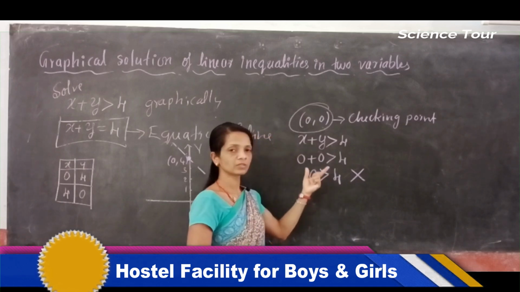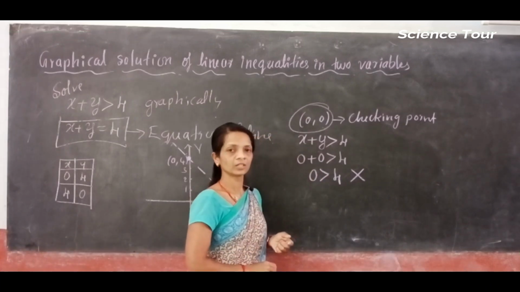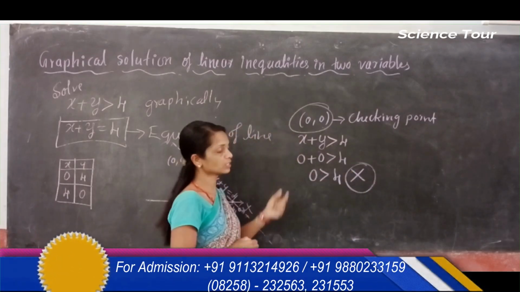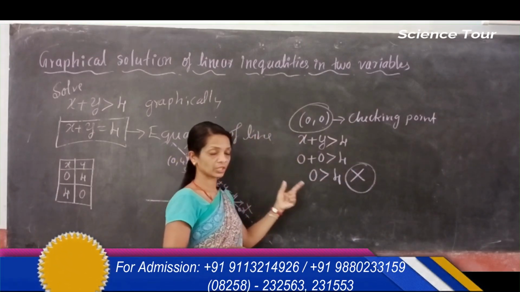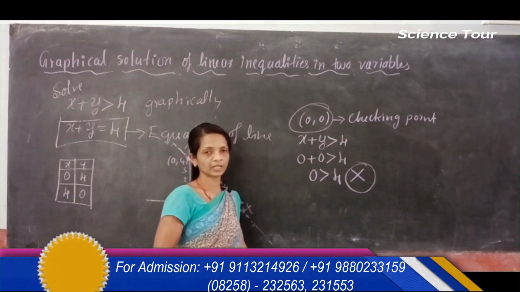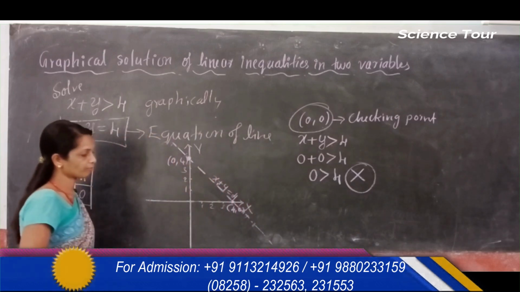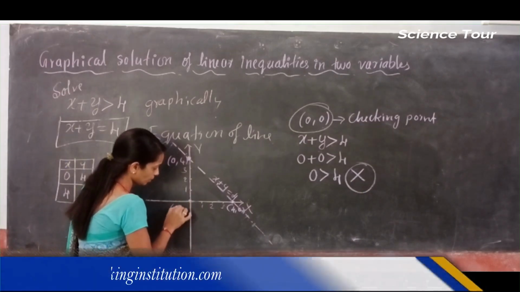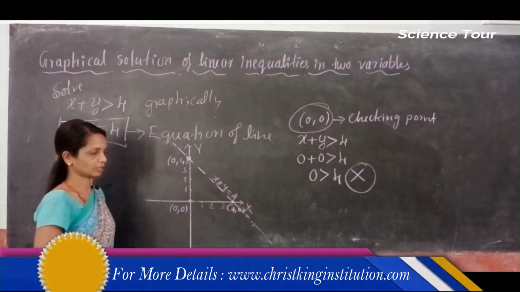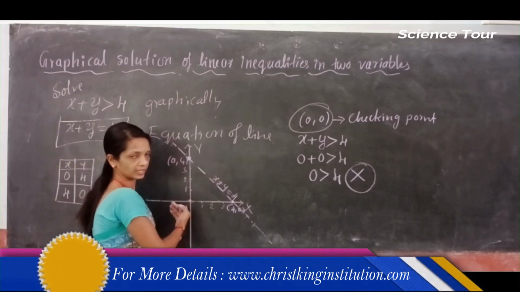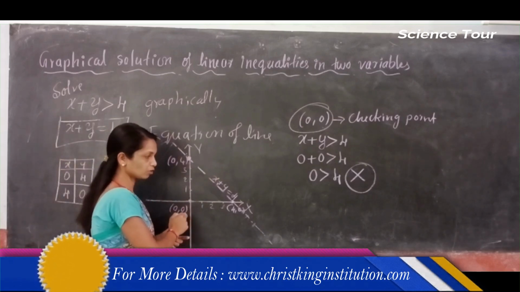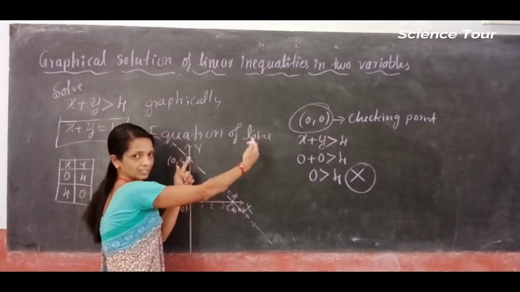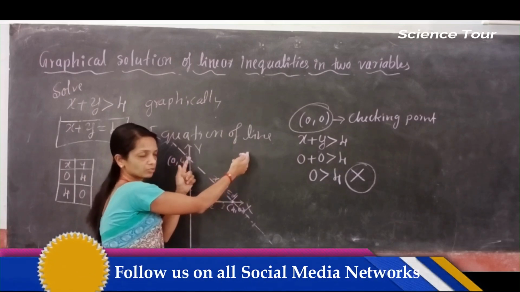But what you have here, 0 is greater than 4. So this is a wrong inequality. Suppose you get a wrong inequality, then which half plane do you have to shade? You have to shade the half plane which is not containing the checking point. Which half plane is not containing the checking point? Where is your checking point? The checking point is here, 0, 0, that is the origin. And the lower half plane is containing the checking point 0, 0. But the upper half plane, that region is not containing the checking point.